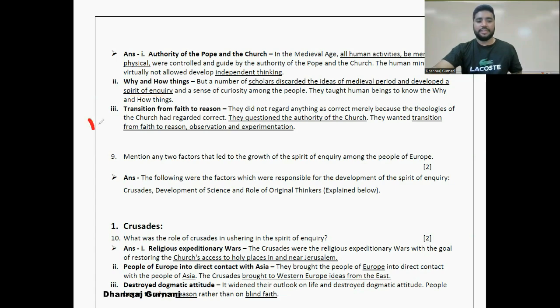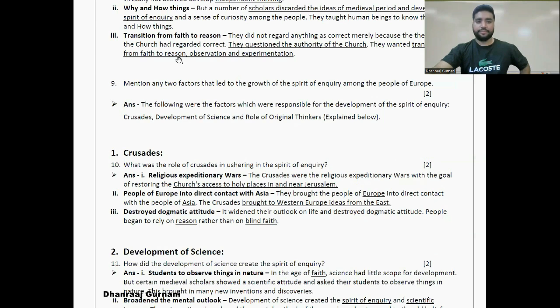Point number 3, transition from faith to reason. They did not regard anything as correct merely because the theologians of the church had regarded it correct. They questioned the authority of the church. They wanted a transition from faith to reason, observation, and experimentation. Hence, 3 points. How did the spirit of inquiry give rise to the Renaissance? Here, question number 9.